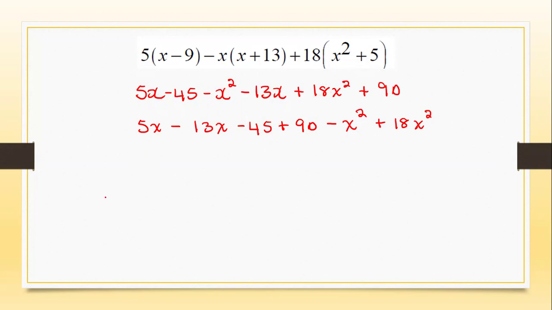Once we've accounted for everything, we can go ahead and continue to simplify. 5x subtracting 13x gives us negative 8x. Negative 45 plus 90, giving us a positive 45. Negative x squared plus 18x squared, giving us a positive 17x squared.